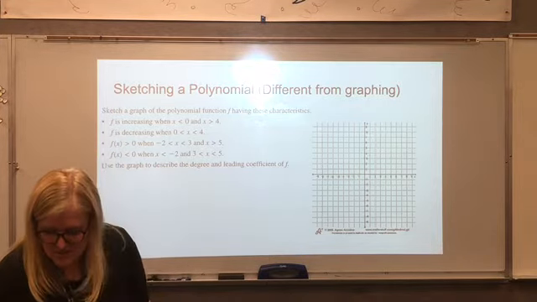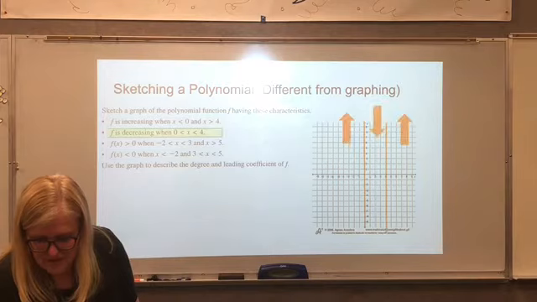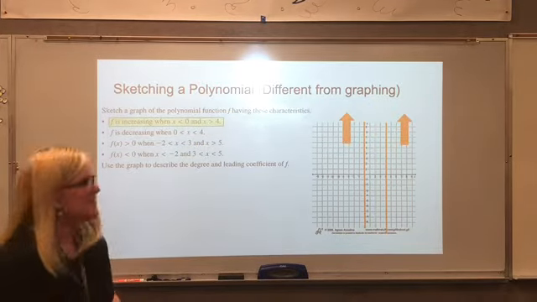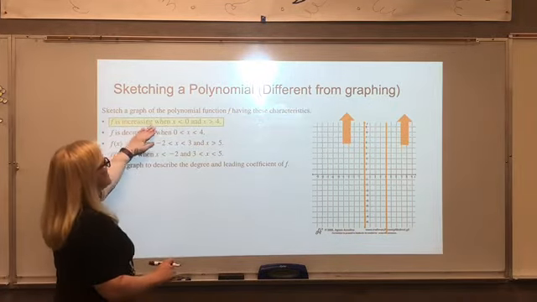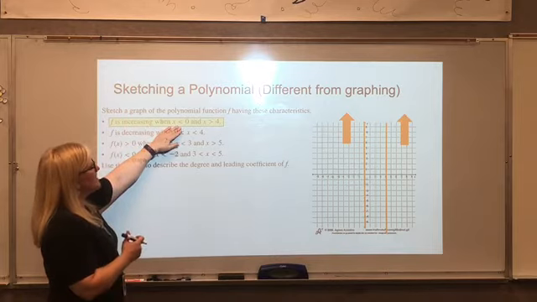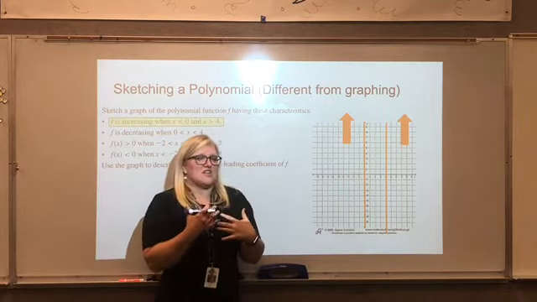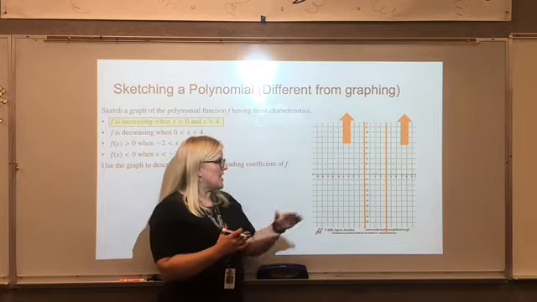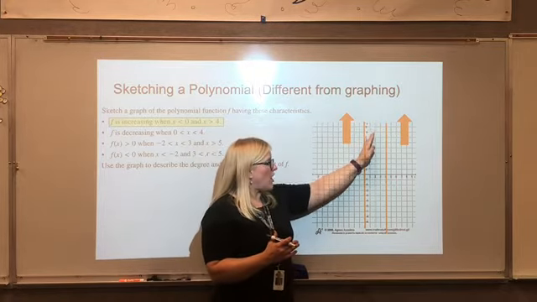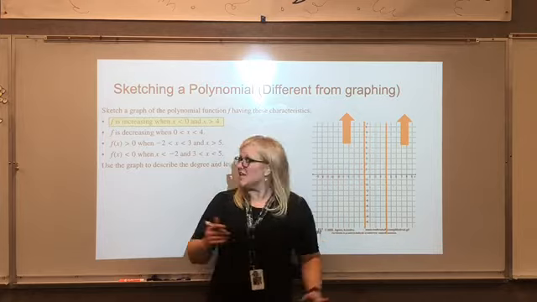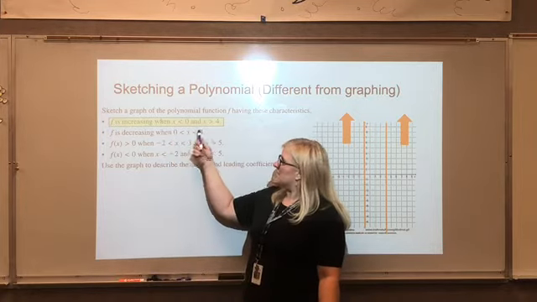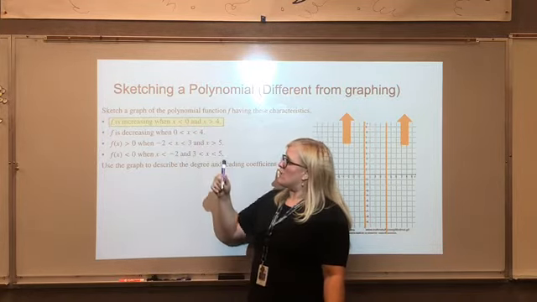Okay, so this is the problem. The first thing they're going to ask is, they're going to say f is increasing when x is less than 0 and x is greater than 4. So with increasing and decreasing, what I like to do is draw lines at the points where these things are happening. So at 0 and at 4.